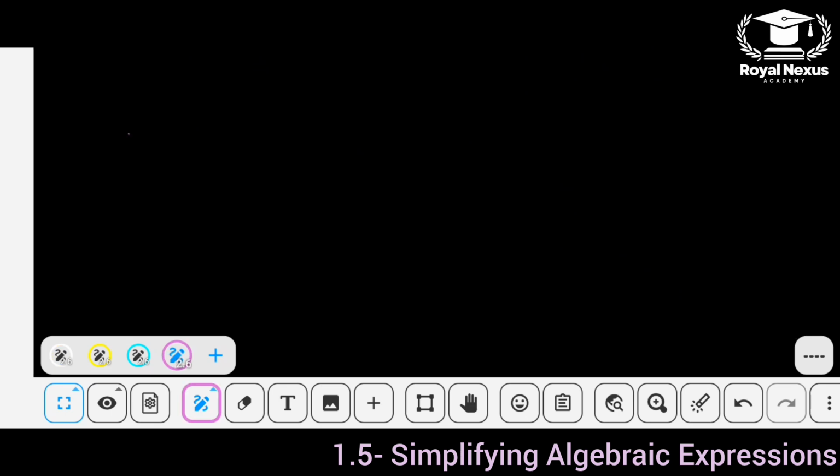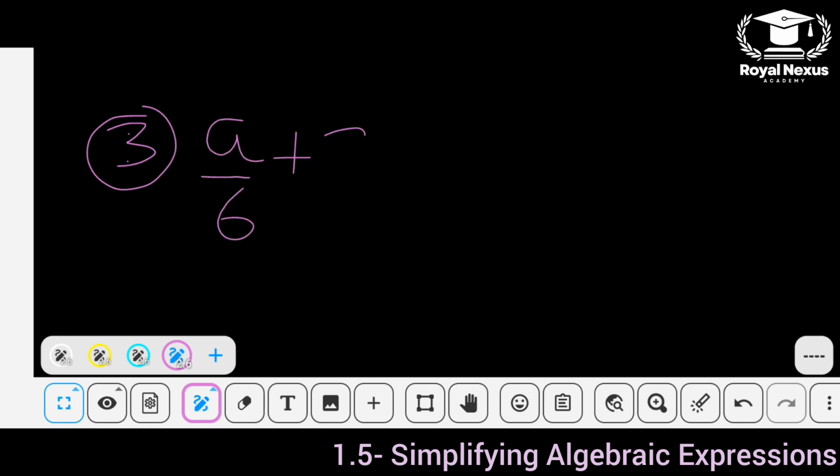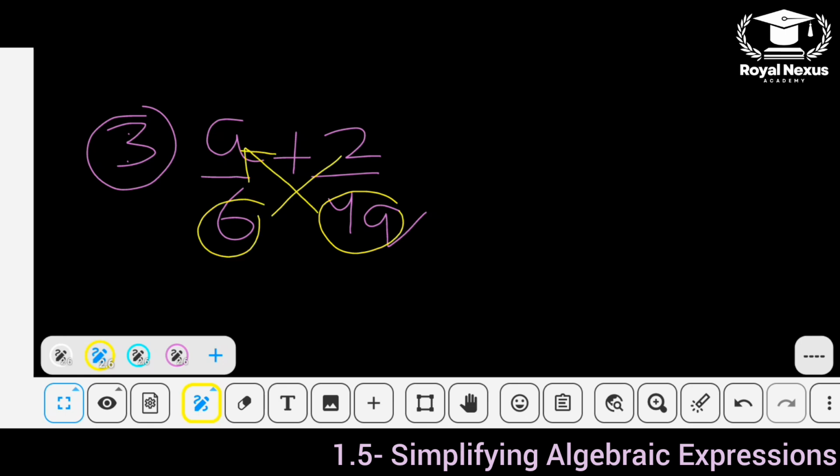Now moving on to question number 3. Question number 3 is a upon 6 plus 2 upon 4q. Here, just like question number 2, the denominators are different, which means that we need to adopt the approach which we use to solve question number 2. So we need to multiply this denominator with this numerator and this denominator with this numerator.